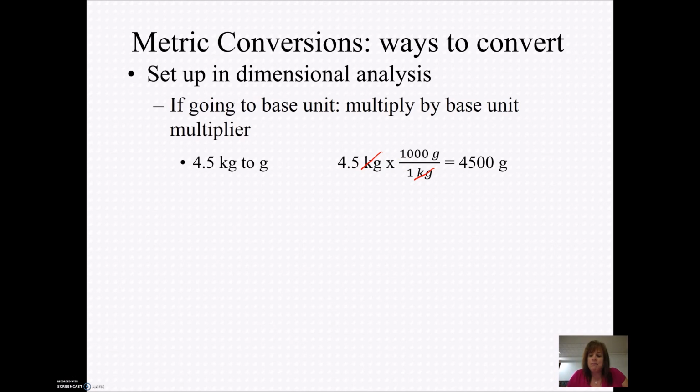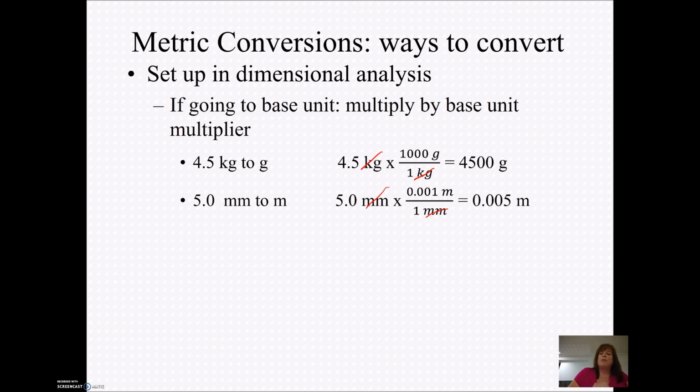So if I multiply 4.5 by 1,000, I get 4,500 grams, which is what I did when I used the number line method. Or if I go 5 millimeters to meters. So if you go to the little number line above millimeters, you'll see it's 0.001. So I'm going to take my 5 millimeters and I'm going to multiply by that multiplier, 0.001 meters per 1 millimeter. So when I do that, millimeters cancels out and I end up with 0.005 meters. Or I could have just moved the decimal over 3 places to get to meters.